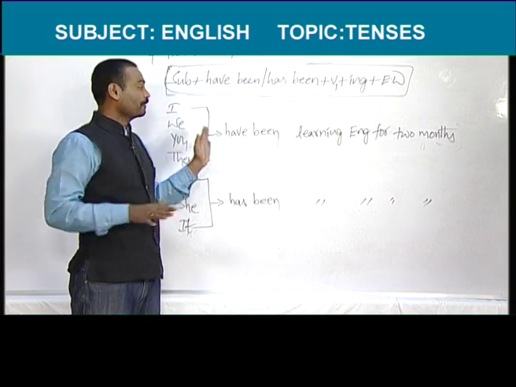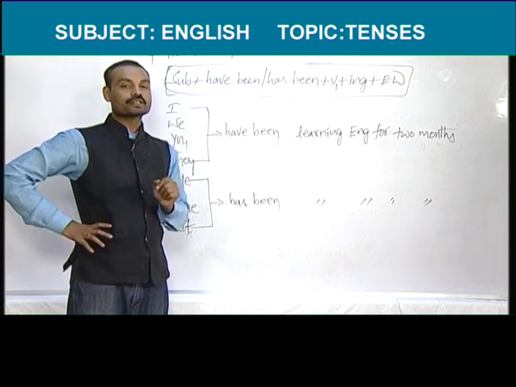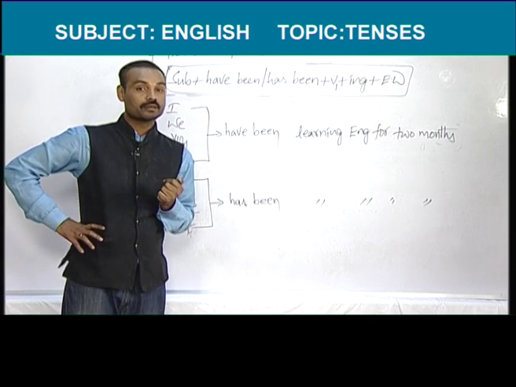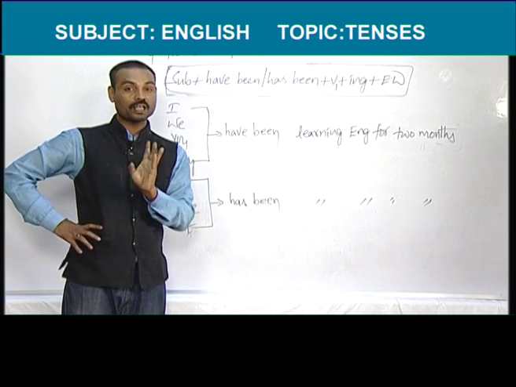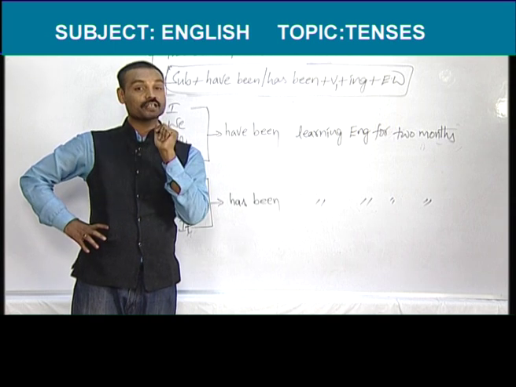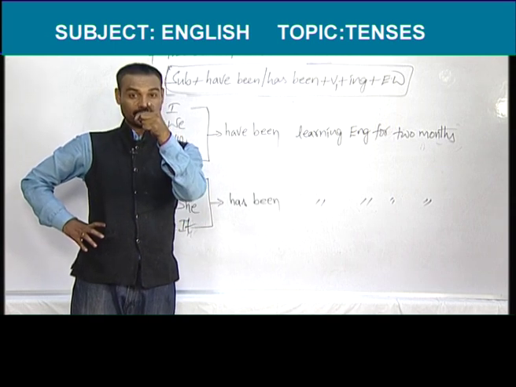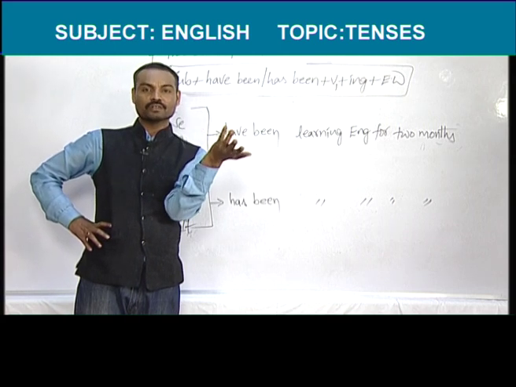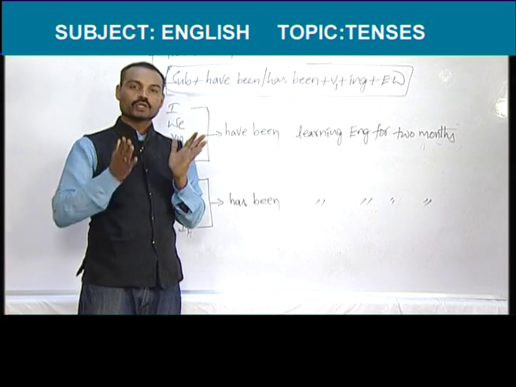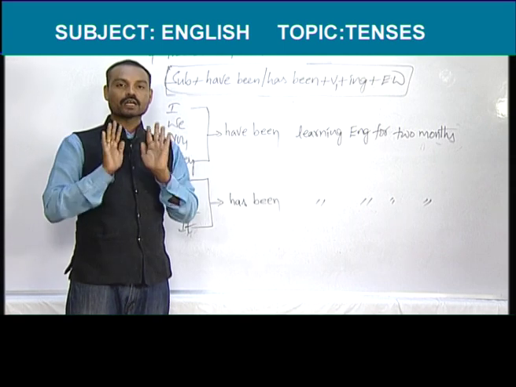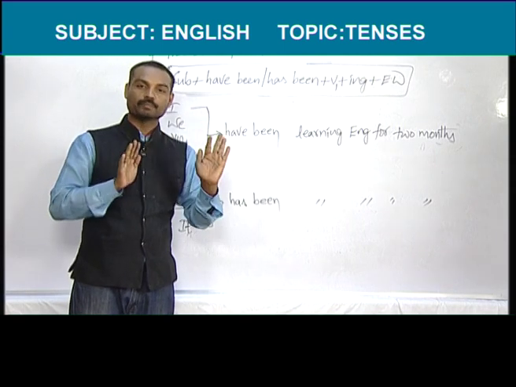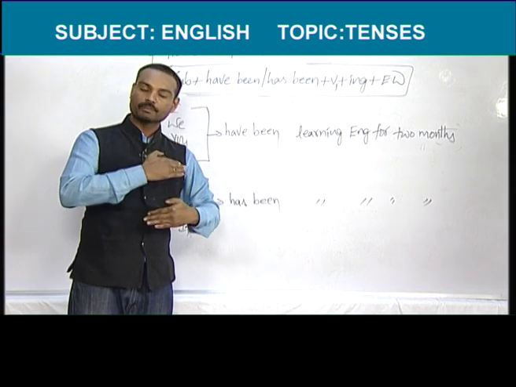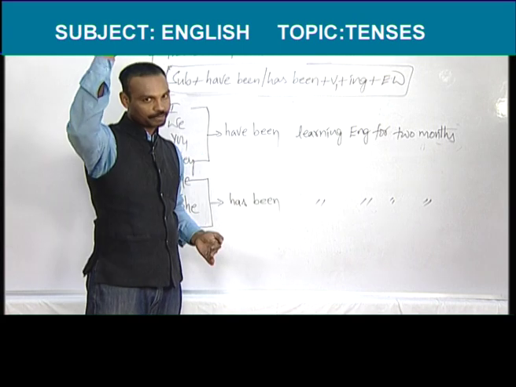I have been preparing for competitive exams dash 2 months. For 2 months or since 2 months? 2 months is period of time or point of time? Period of time, not point of time. When you see any name of the month, that is called point of time. So 2 months, 6 months, 3 months, 4 months means it's a period of time. So I have been preparing for competitive exams for 2 months. We have been preparing, you have been preparing, they have been preparing, he has been preparing, she has been preparing.